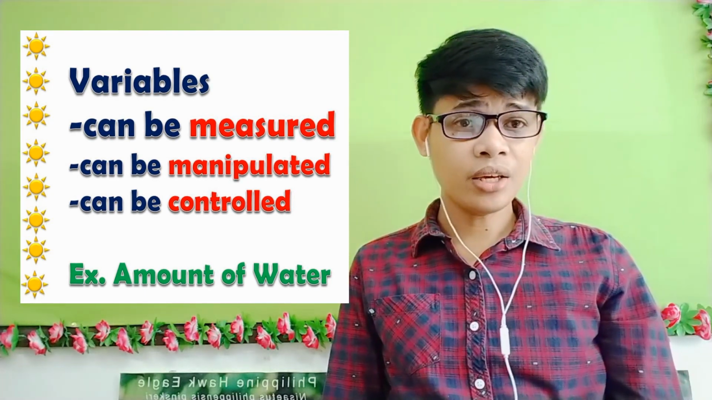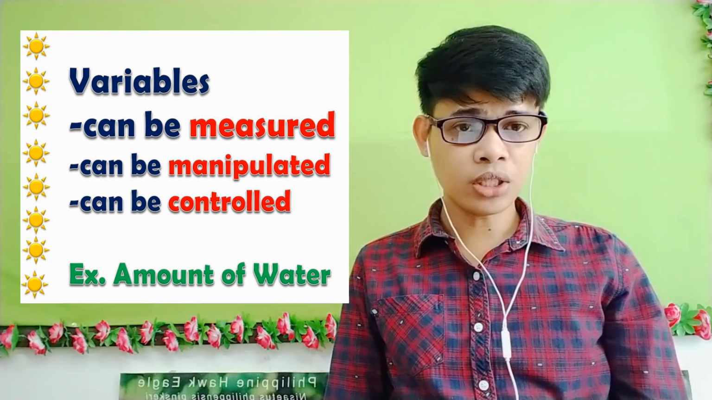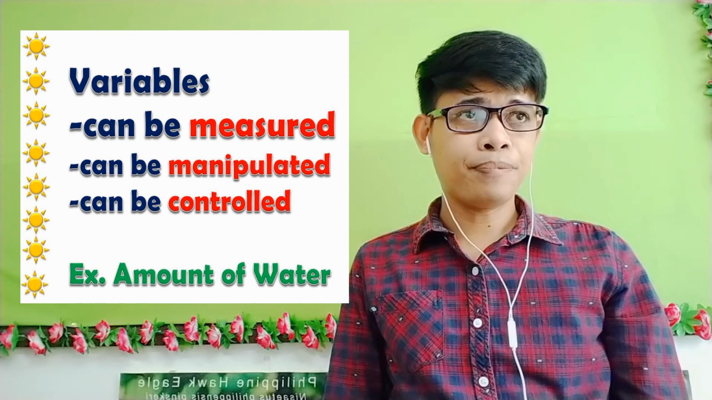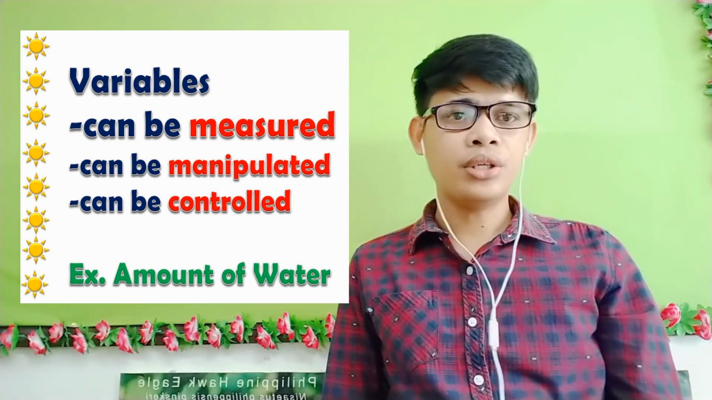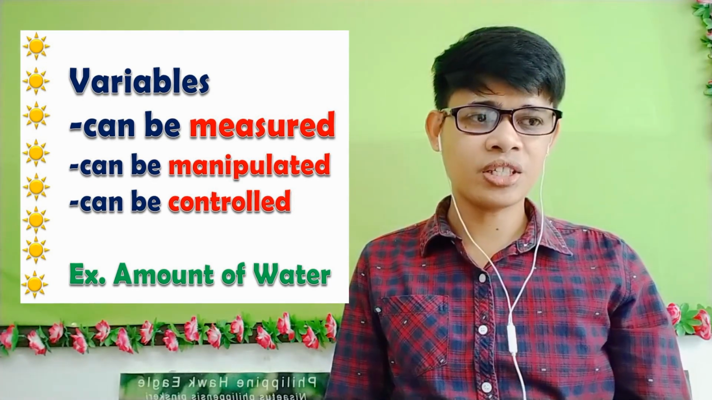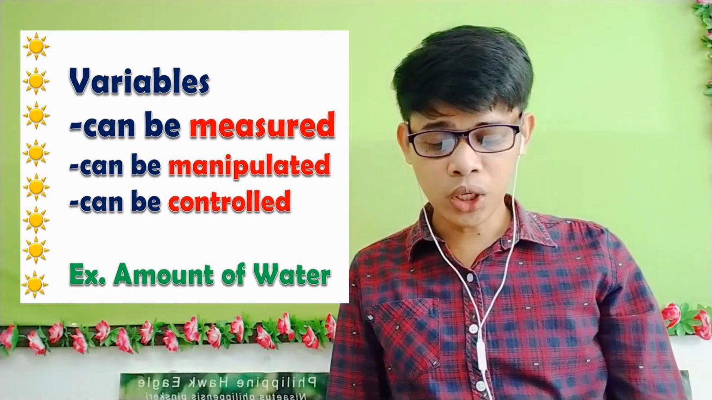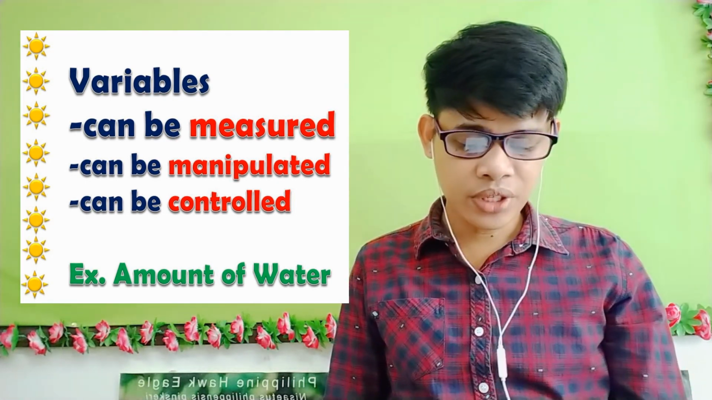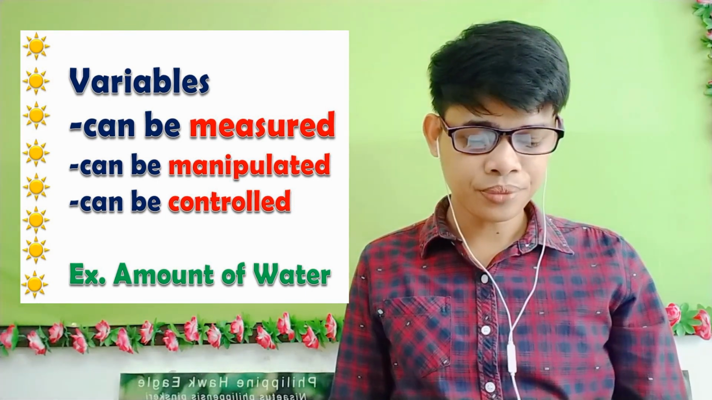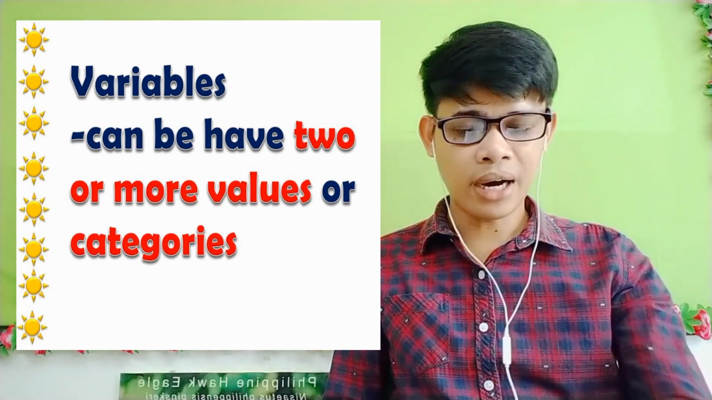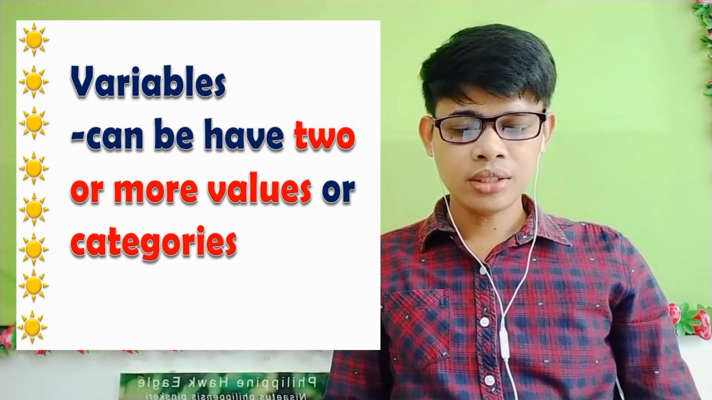And it can be controlled. So meaning to say, you can control your amount of water. You can limit its amount to 50 ml all over your research activity. So here, amount of water is considered a research variable because it can be measured, manipulated, or controlled.